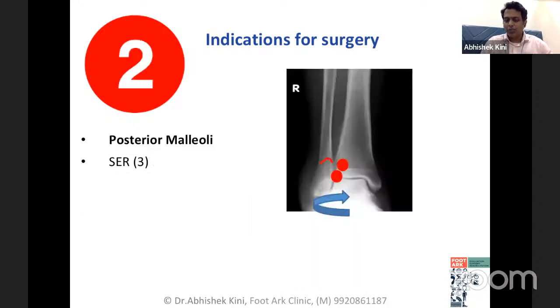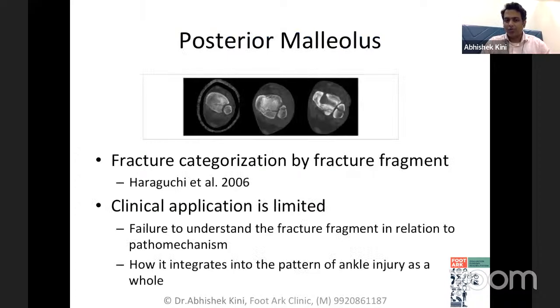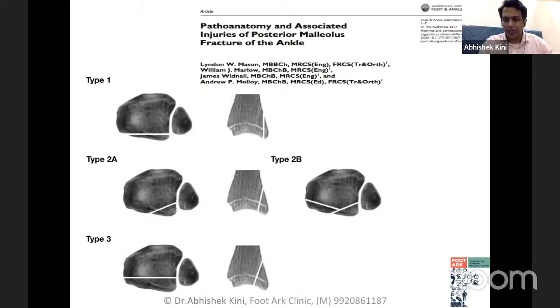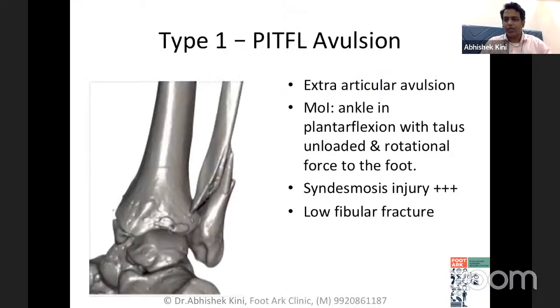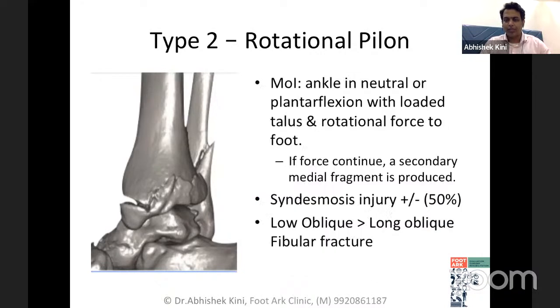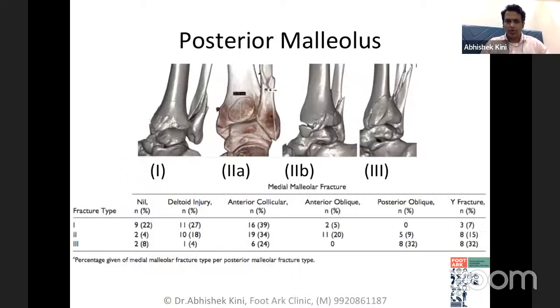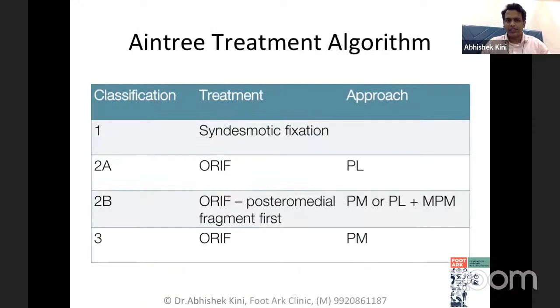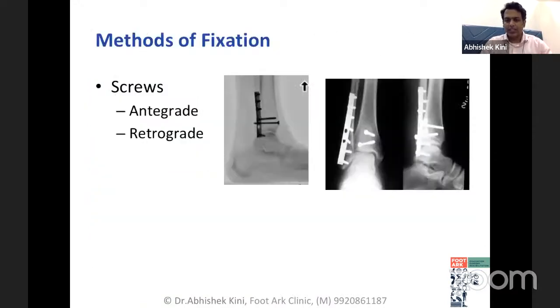Number 2, for the posterior malleolus, Babulkar sir has already dealt with it in detail. It's a supination external rotation 3 injury. Again, there is the Haraguchi and there is the Mason's classification for it. And depending on the classification, you need to address things. This is how it goes in a rotational pylon type 2 Mason, and it goes on to fix the posterior malleolus. So there is also an algorithm which tells us which approach to take depending on the CT scan.